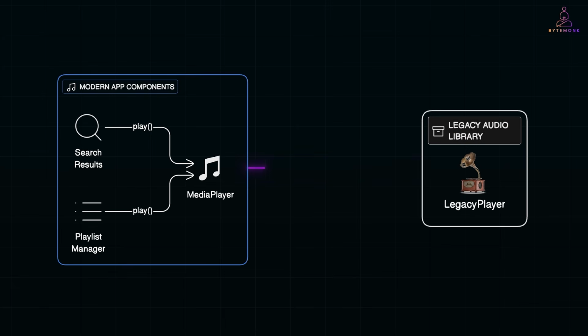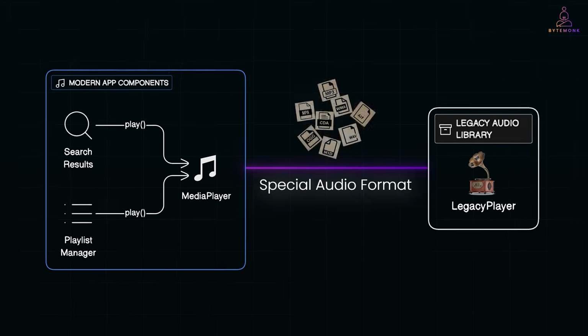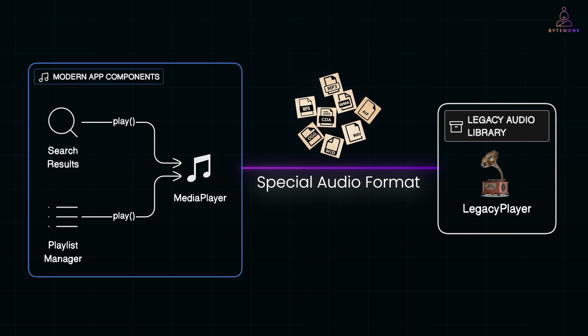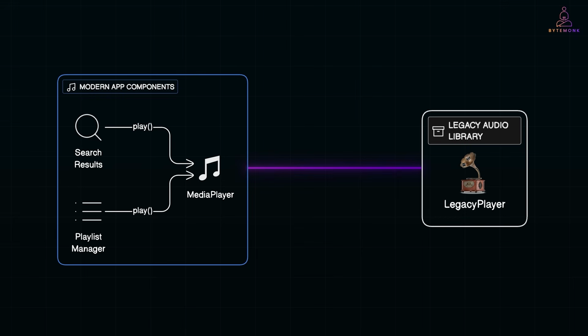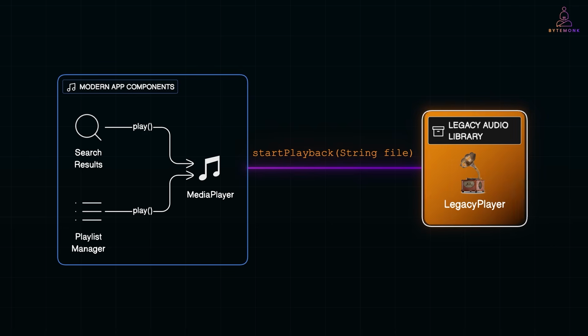But now, you are asked to integrate an older audio library. Why? Because, say, the legacy library still supports a special audio format your new system doesn't handle yet. And maybe it was built years ago, and maybe it was from a third-party vendor. It works, but it uses a completely different method, say startPlayback(String file), in a class called LegacyPlayer.